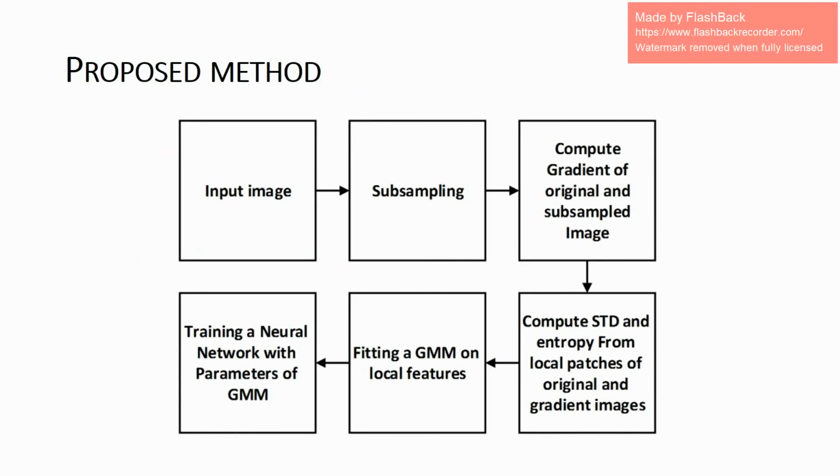In our proposed method, the input image is taken by the user, and after subsampling, the gradient of the image is computed, and afterward some features are extracted from the input image, its subsampled version and its gradient. After that, a Gaussian mixture model is fitted on these features, and finally a neural network with parameters of GMM is trained to predict the quality of the image.